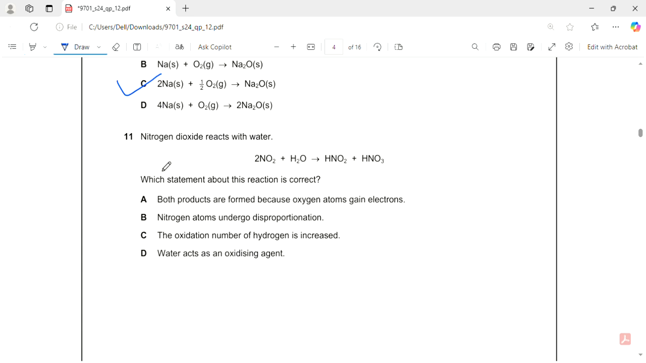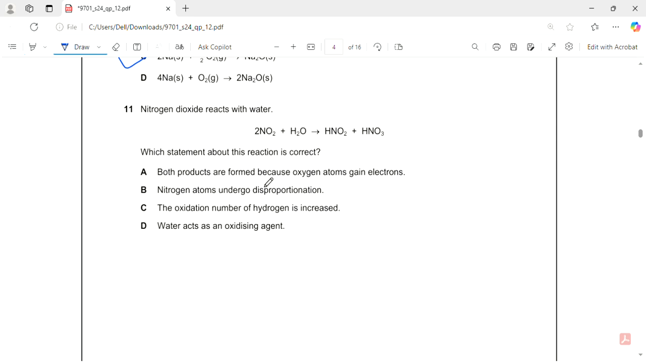Question number 11. Nitrogen dioxide reacts with water. You can see the reaction. Which statement about the reaction is correct? A: both products are formed because oxygen atoms gain electrons. No, A is not correct. Nitrogen atoms undergo disproportionation. Yes, it could be an answer. Please make sure to read all the options and choose the best one.